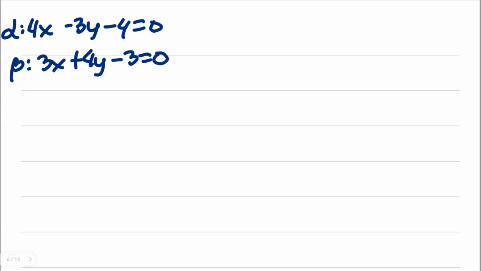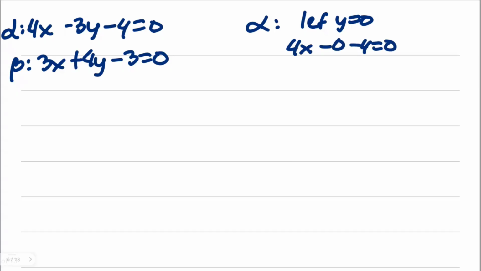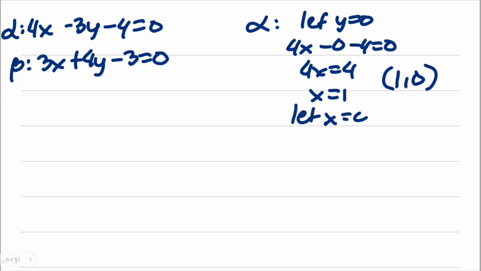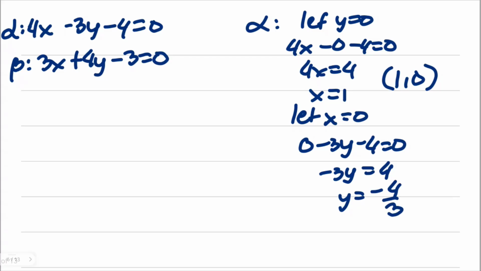So for the alpha, let y be equal to 0 for the x-intercept. So you have here 4x minus 0 minus 4 is equal to 0. 4x is 4. X is equal to 1. So you have here 1 and 0. For its y-intercept, you have 0 minus 3y minus 4 is equal to 0. Minus 3y is 4. Y is negative 4 thirds. You have 0 and negative 4 thirds.